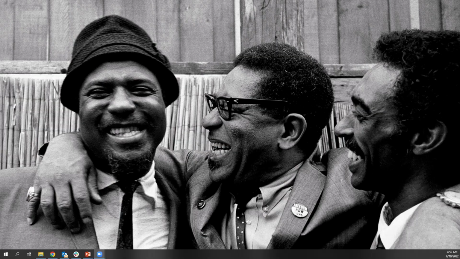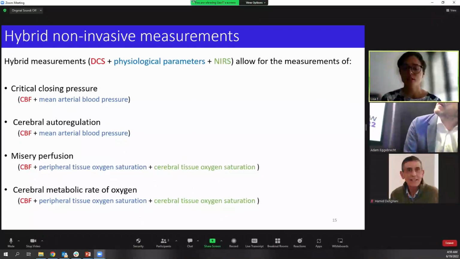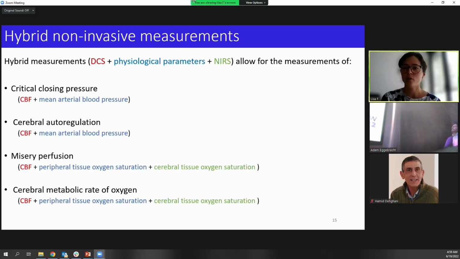If we combine DCS with different other monitoring systems such as physiological monitoring and NIRS, then we can measure a lot more than just blood flow. We can measure, as I said, the critical closing pressure. We can measure autoregulation, including cerebral autoregulation. We can measure misery perfusion, and we can also measure the cerebral metabolic rate of oxygen.